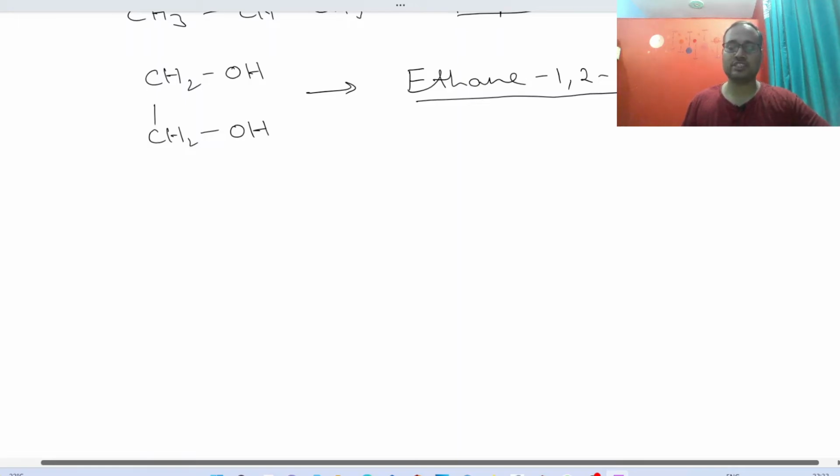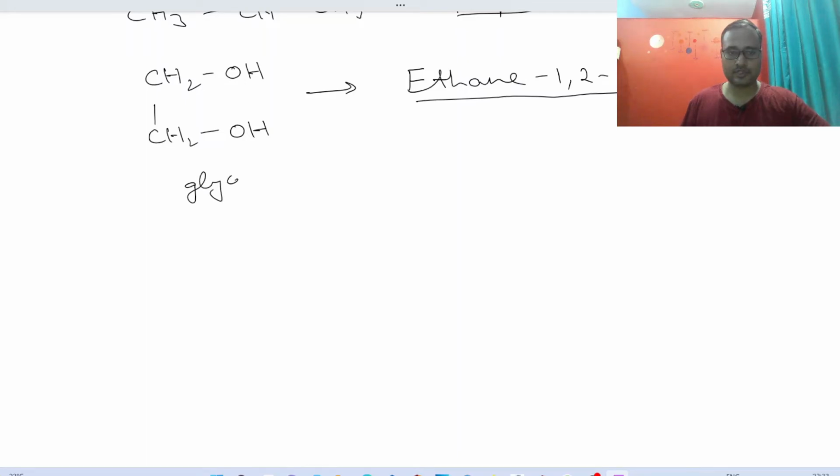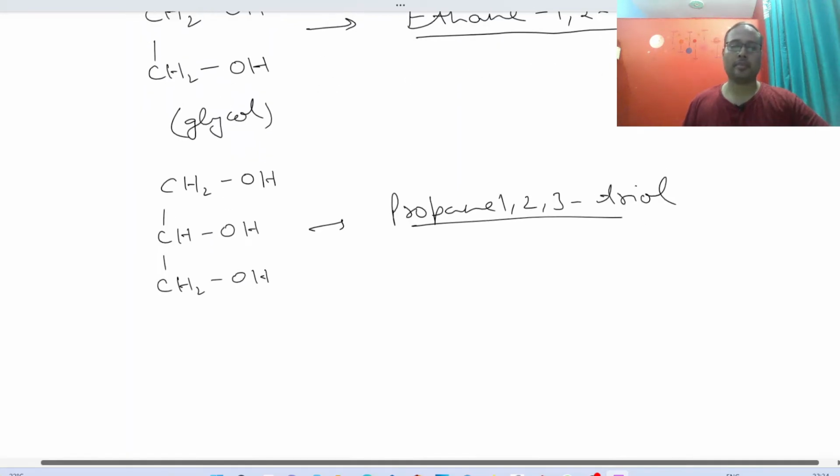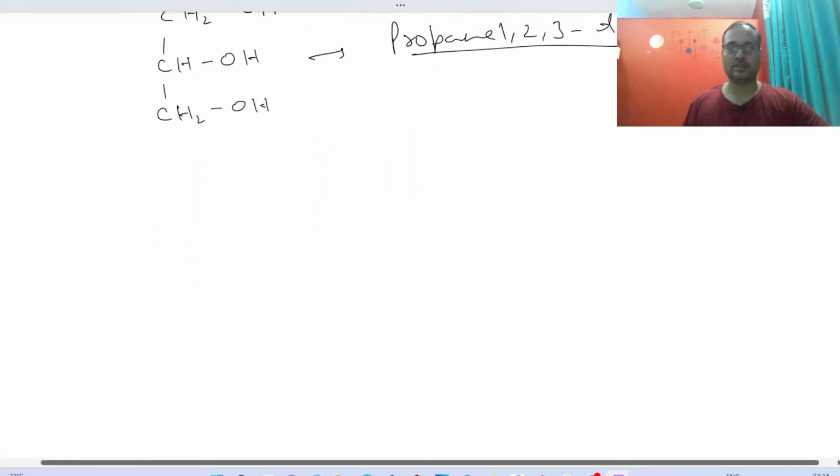And the common name for this compound is glycol. Similarly, we have CH2OH, CHOH, and CH2OH. For this compound, we can write it as propane-1,2,3-triol. So this was all about the nomenclature of the alcohol.